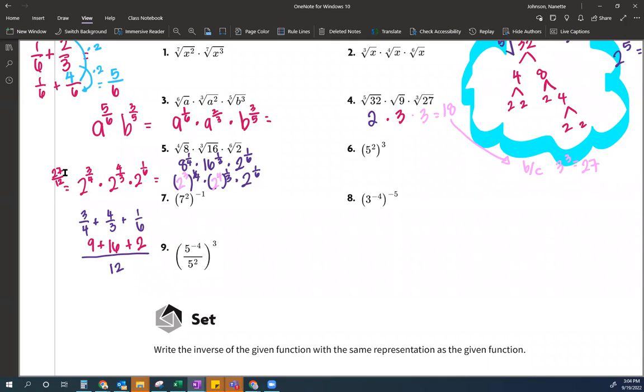Okay. We don't want mixed numbers here, right? And if you're like, oh, but Miss Johnson, can't we simplify that fraction? Yes, right? So this is 27 over 12. We can simplify that fraction. So that's what, 9 over 4? Yeah. And so I can rewrite this to be 9 over 4.